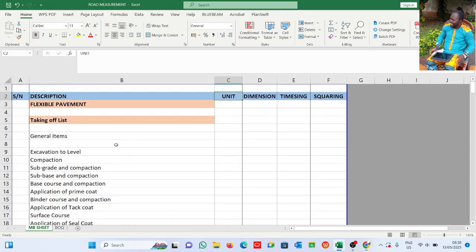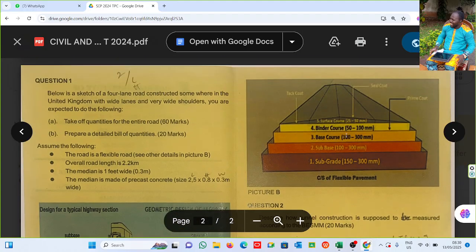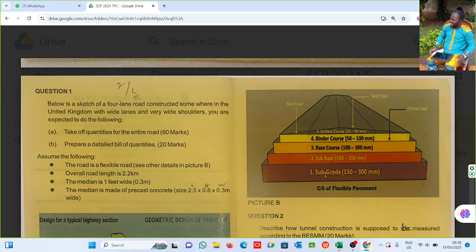All right, now also you need to have a takeoff list. If you're preparing for an exam, even when you work in your office, you need to have a takeoff list so that you ensure you don't miss out any item of work. So in our takeoff list, we have general items. We have excavation to level. We have compaction. We have subgrade. We have sub base. We have base course. And you see the application of prime coat. When you come to this section, you see that on the base course there's a prime coat, like you spray bitumen, or liquid asphalt or something. The spray is a spray, right?